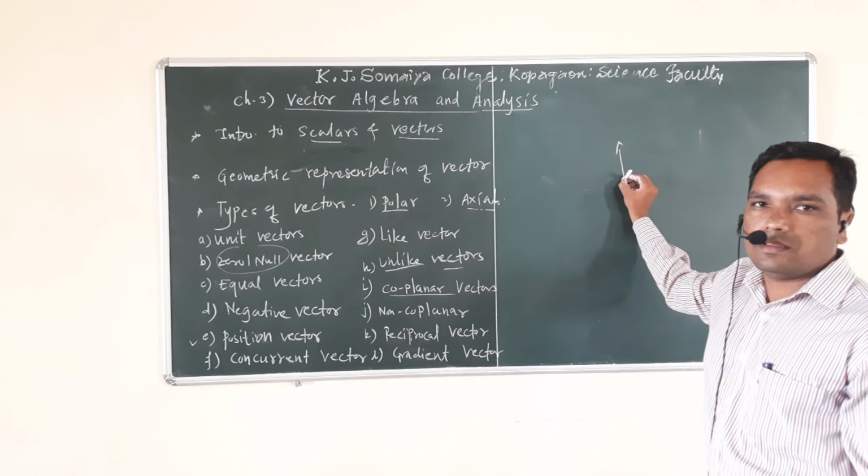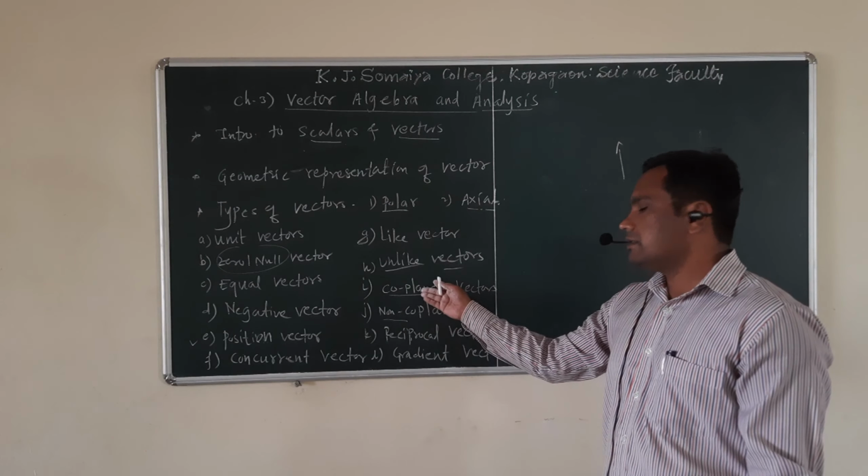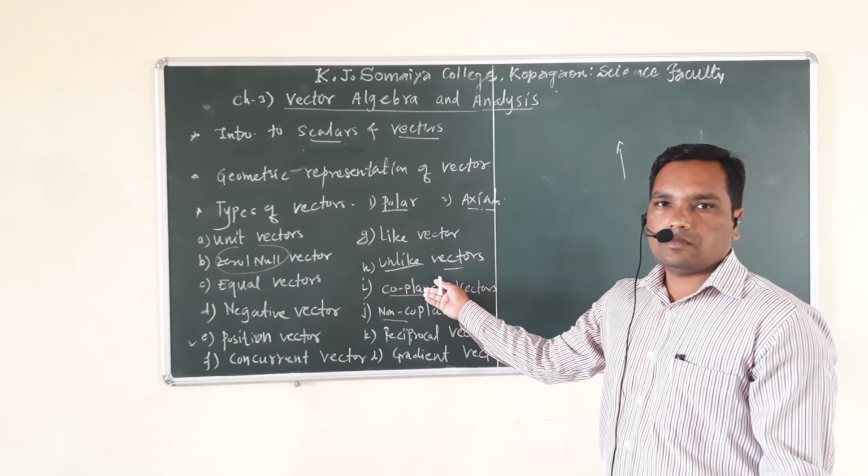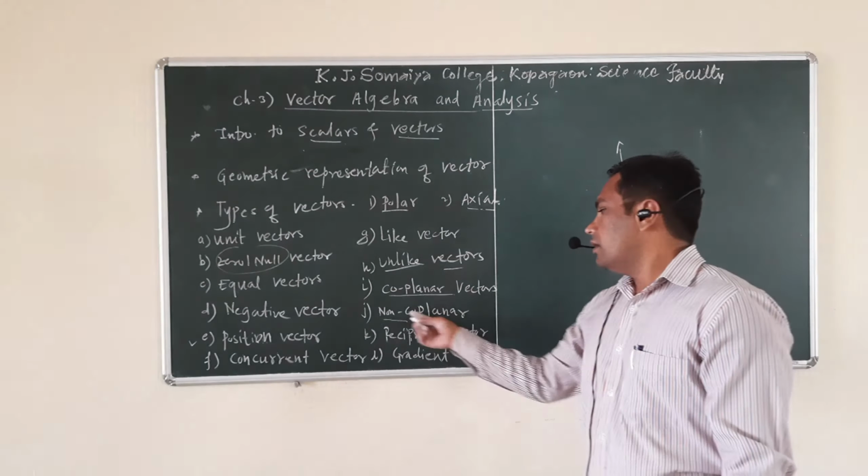Now next, non-coplanar vectors. The definition of non-coplanar is opposite to this, which means more than two. We have to take more than two because two vectors are always coplanar. Three or more vectors are non-coplanar when these vectors do not lie in the same plane.